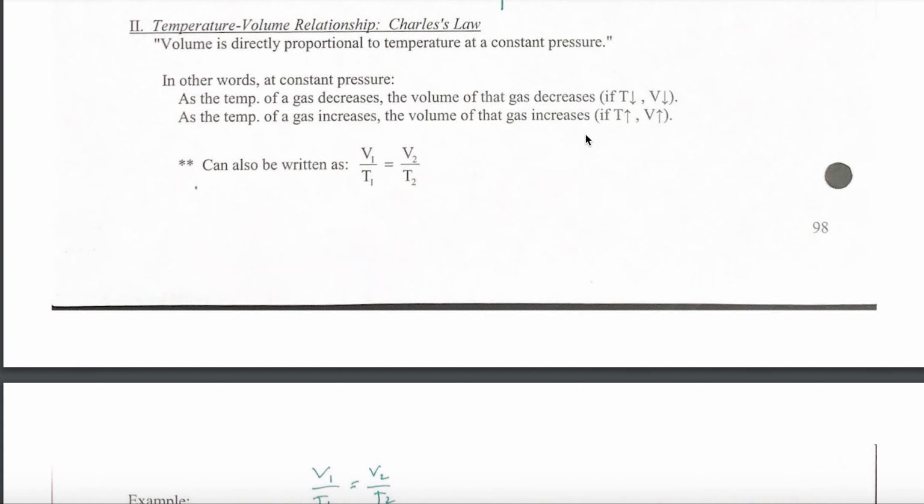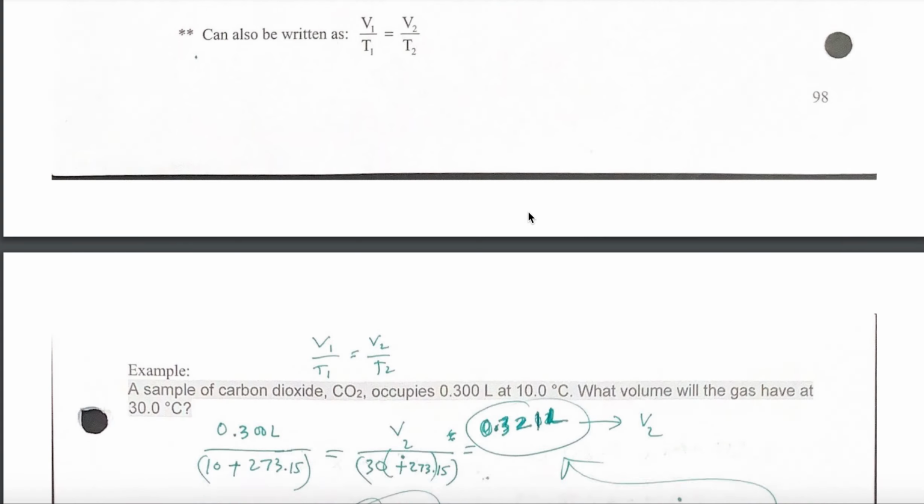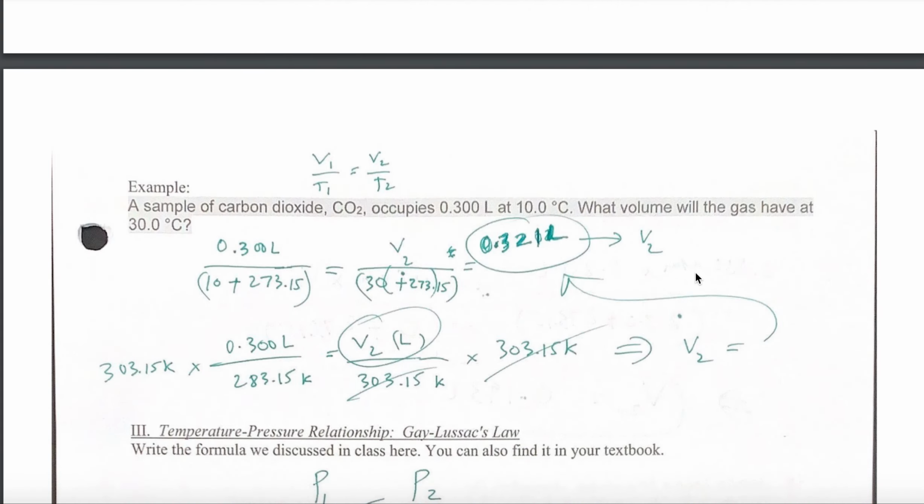Makes sense. If you have a balloon or something, if it's in a hotter temperature, of course the volume will expand. Okay, so V1 over T1 equal to V2 over T2. And here's a good example.